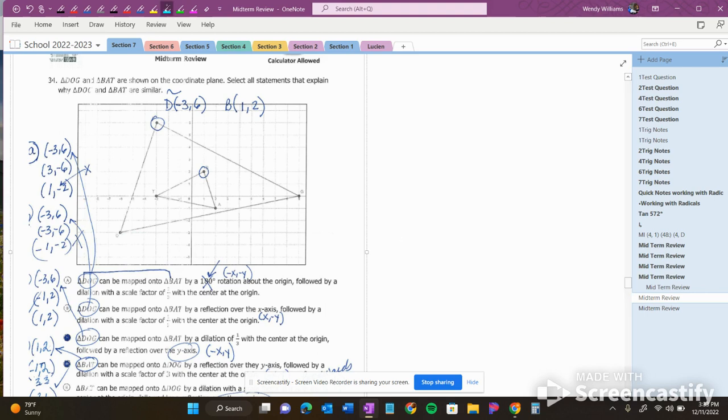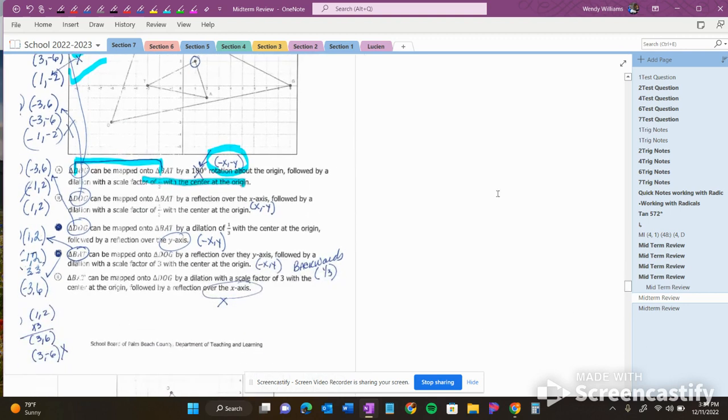If you look at each one, D maps onto B. A rotation of negative x, negative y by a scale factor of 1/2. And if I do each one, you're going to see that it does not match. -3, 6 does not map onto 1, -2. The only ones that do are these two. This one here and this one here. Those two work.